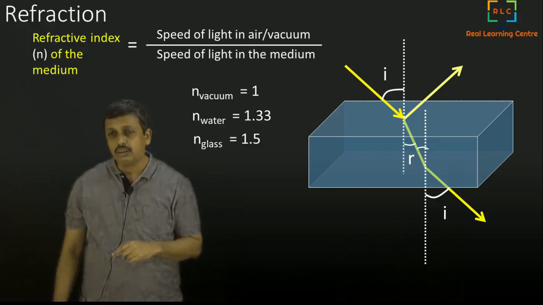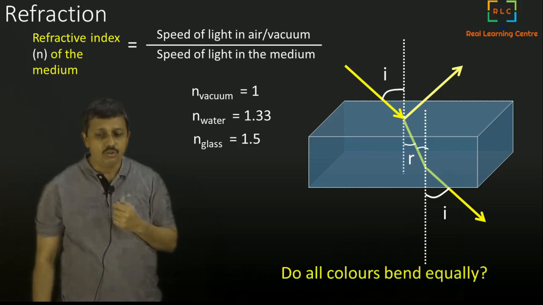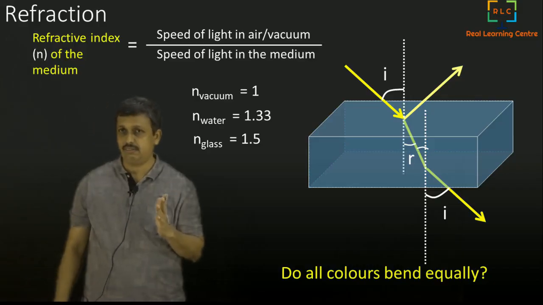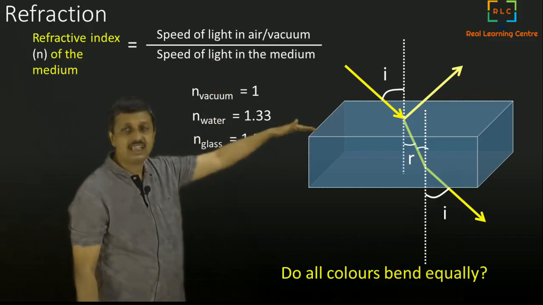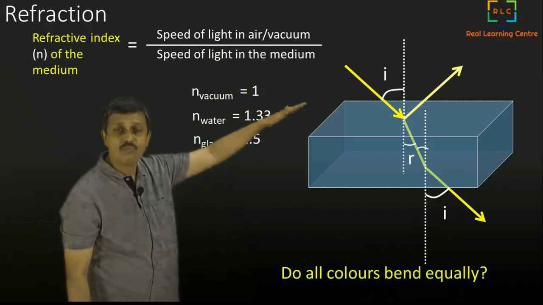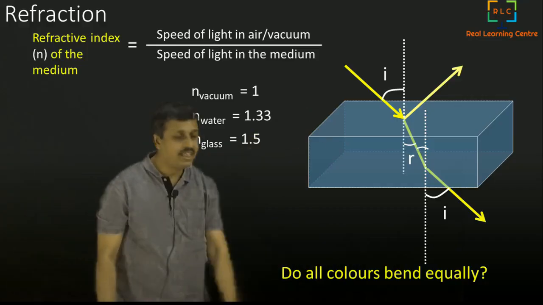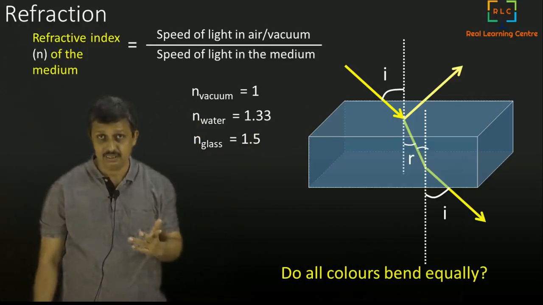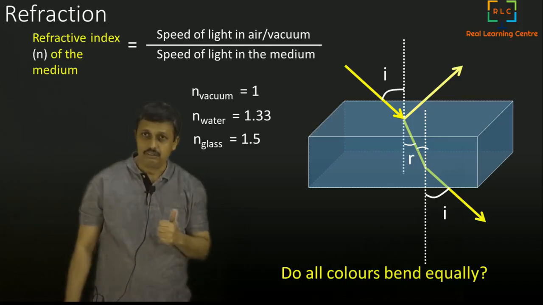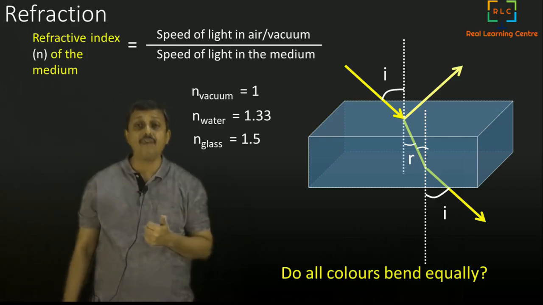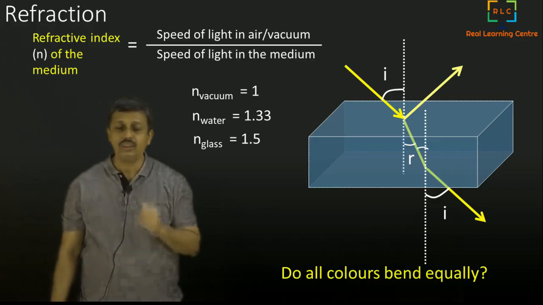Now, one question we can ask at this point is, do all colors bend equally? Let's say I send red color, and then I send violet, green, orange, all these colors. Do they bend equally or do they bend differently? That is the question. To study that, we have to understand what the speeds of different colors are. Do they differ or is it the same? So let us see that.